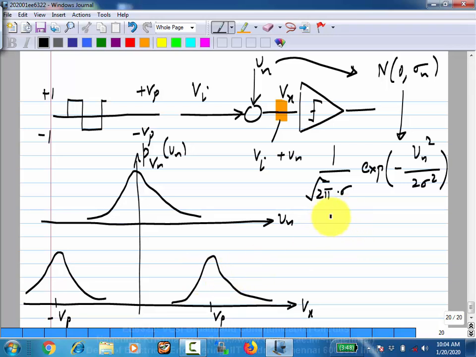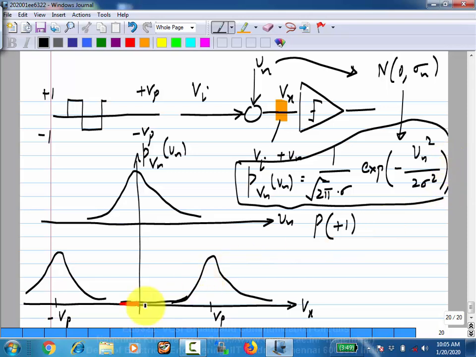Okay. Now what is the error ratio? First you assume the probability of sending a +1, that is, the probability of the input signal being plus Vp, and when you send Vp there is some probability of error that is given by this area here, right? When you send Vp, but because of addition of noise the input signal is negative. So how much is that? What is this area? Let me call this PVN of Vn. So that is the probability density function of Vn.